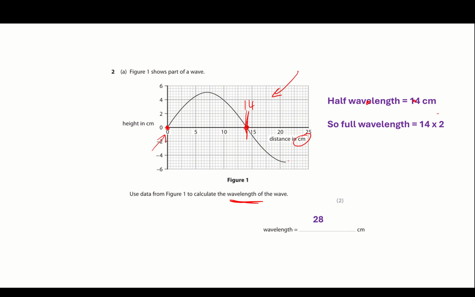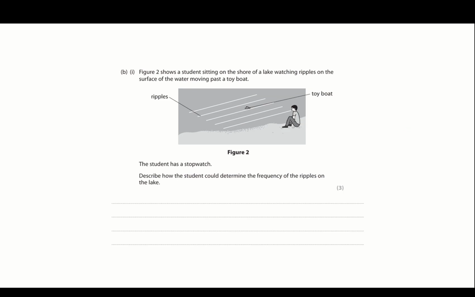Tricky question. Nice one though. Next one, I've got a student on the shore and they're watching ripples on the surface as they pass a toy boat. So when these ripples pass, that boat will bob up and down. And we've learned that frequency equals the waves divided by the time, or bobs over time. So it says the student's got a stopwatch. Brilliant. They're going to need that. Describe how they could determine the frequency.